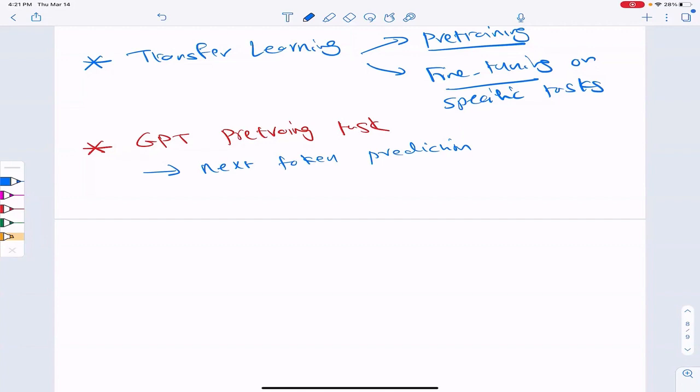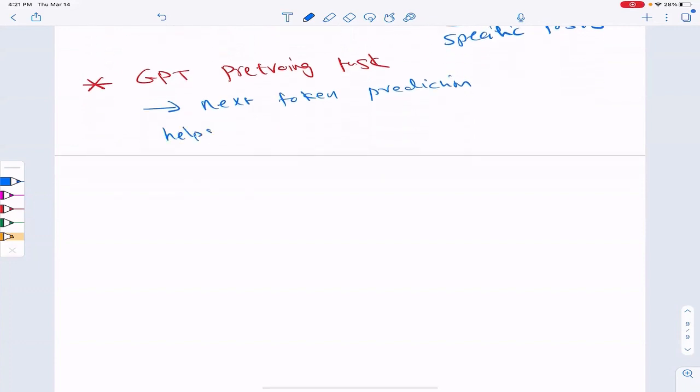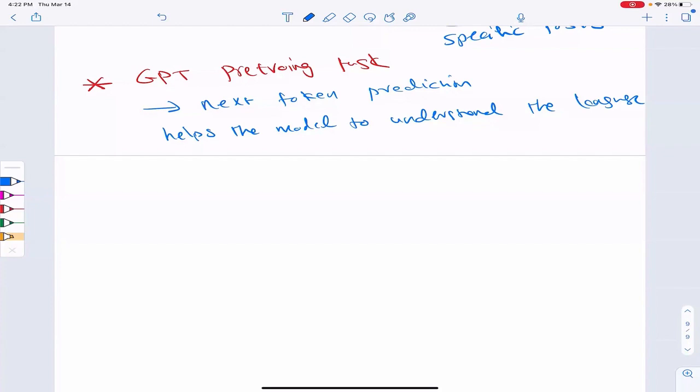You can look at the entire text from the web. You have a lot of sentences. You can try to predict the next token given the context that your model has seen so far. Very easy, very clean objective. This helps the model to understand the language. Sometimes it is referred to as self-supervised learning or unsupervised learning. Who cares? That's basically the way that it is being trained. Okay. And then you go and fine-tune it on underlying tasks.